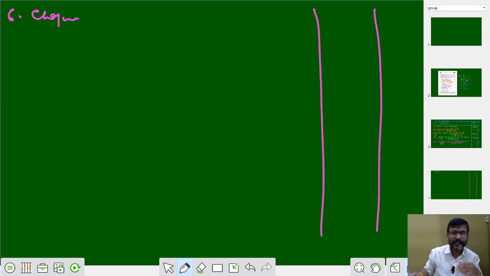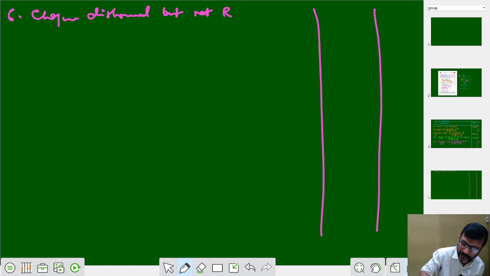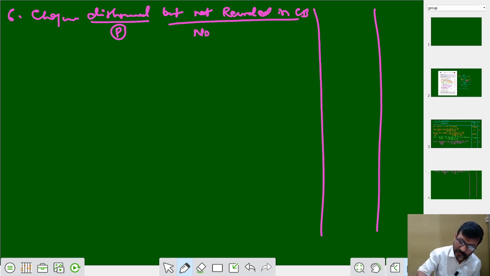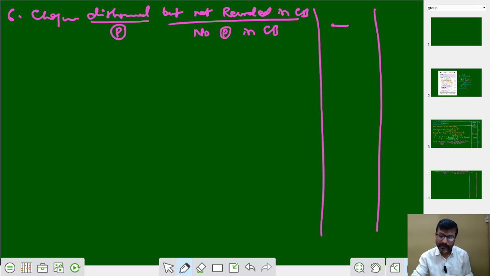No need to write everything. You know, received, deposited, all the wordings are not important. Checks dishonored but not recorded in cash book, right? Dishonored means what? Payment. Not recorded in cash book means what? No payment in cash book, means no credit in cash book. So where I have to take? I have to take on the credit side only. It is an amount of rupees 5,000, right?